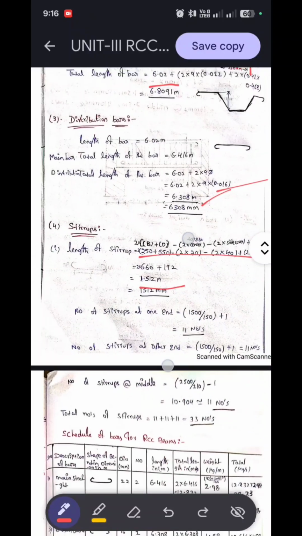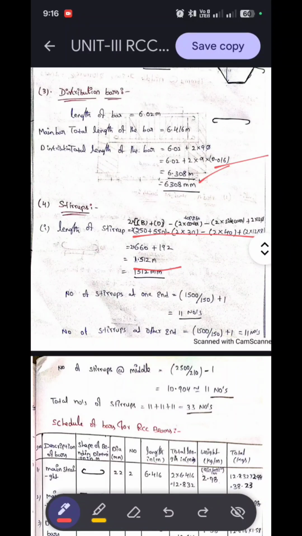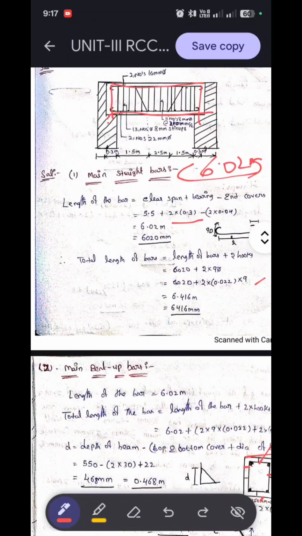So the length of the stirrup is 1.512 meters. So now calculating the number of the stirrups. Number of the stirrups at one end. So each end is separate. The one end spacing length is 1.5 meters.